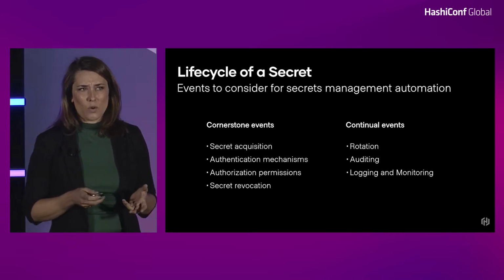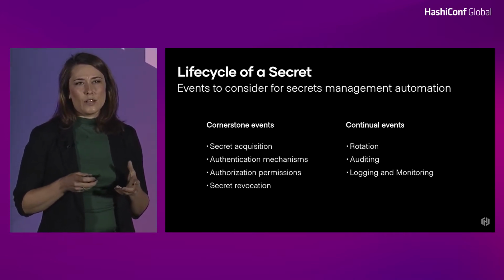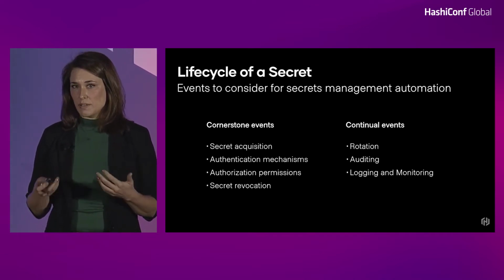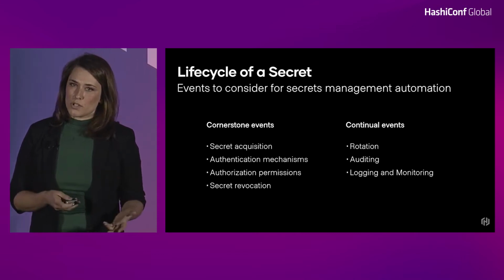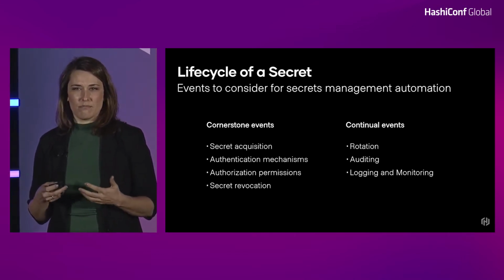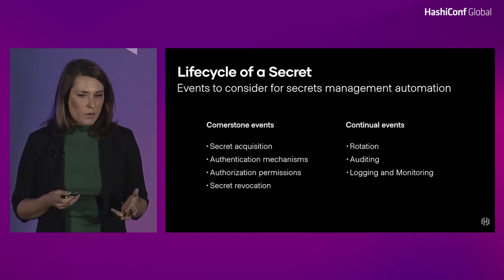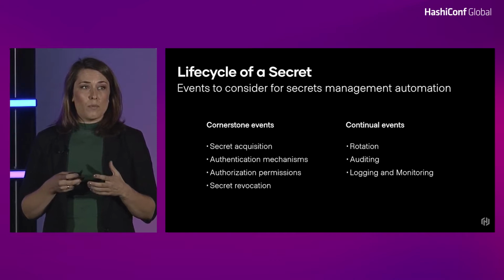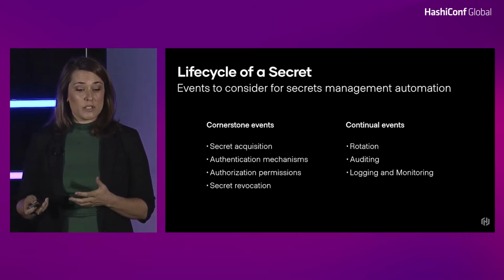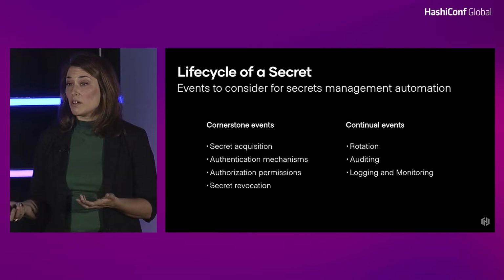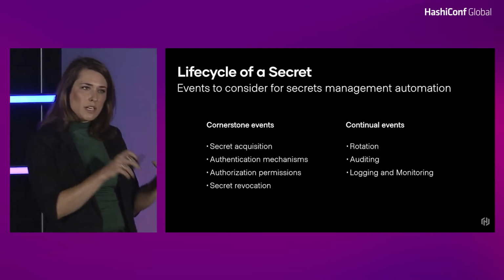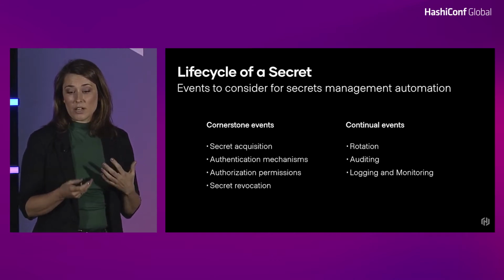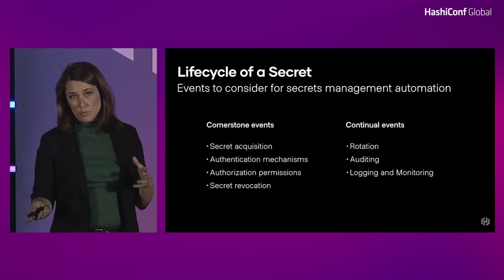What we don't talk about quite as often is that there are really two kinds of events that we can look at within the secrets management life cycle. We have cornerstone events, and these are things that don't happen very often. Things like secrets acquisition, putting in place authentication mechanisms, bootstrapping your authorization permissions, secret revocation in the case of break glass, for example. But then we also have these continual events that are things like rotation and audit and logging to ensure that we have constant observability when we need it.